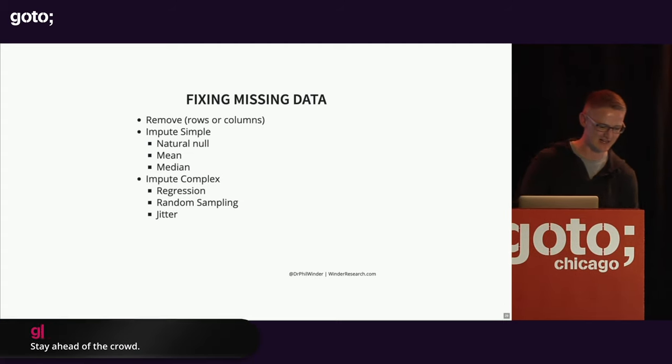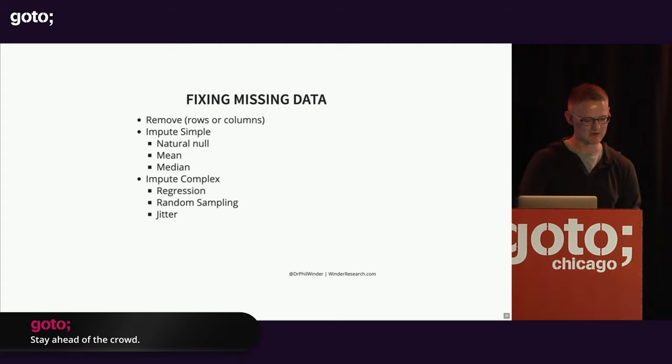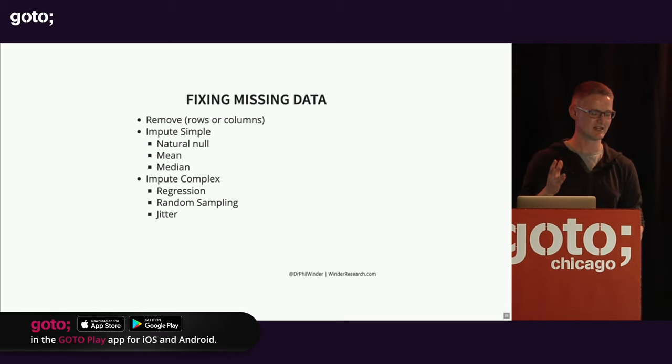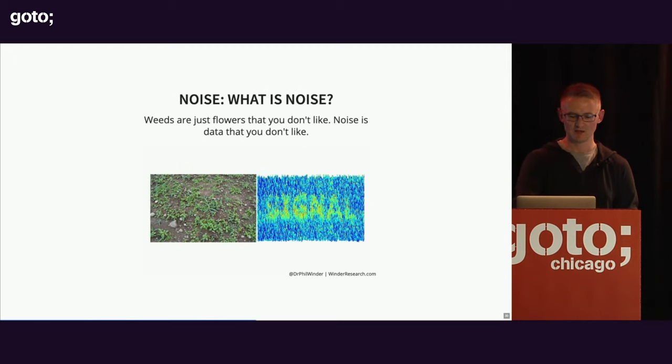So basically, some sort of model, random sampling as well, and jitter. Jitter is the idea of taking a previous example that you've seen and adding a bit of noise to it. Which brings me to noise.